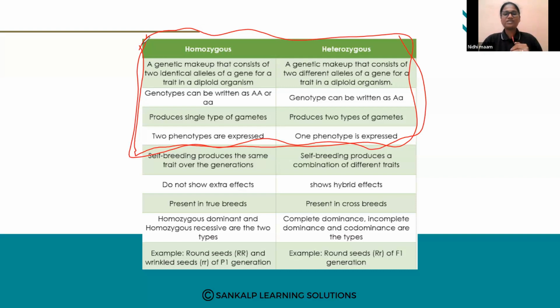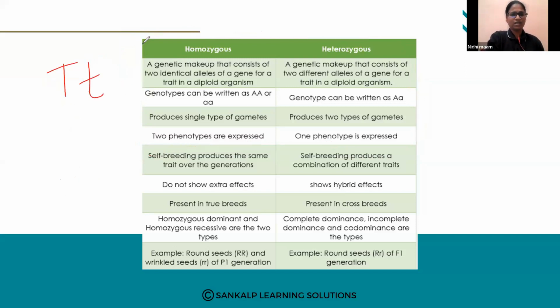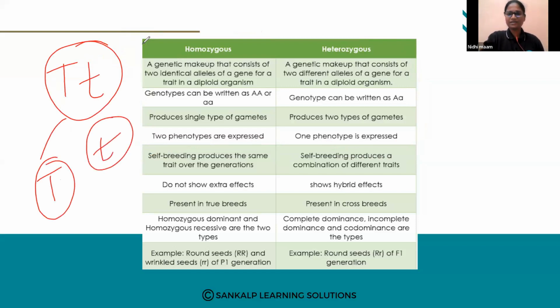Next, produces a single type of gametes. How? Suppose you consider the cross between tall and dwarf. A tall plant produces only tall gametes. A dwarf plant produces only dwarf gametes. So a single type of gametes. But in the heterozygous condition it produces 2 types of gametes, right?